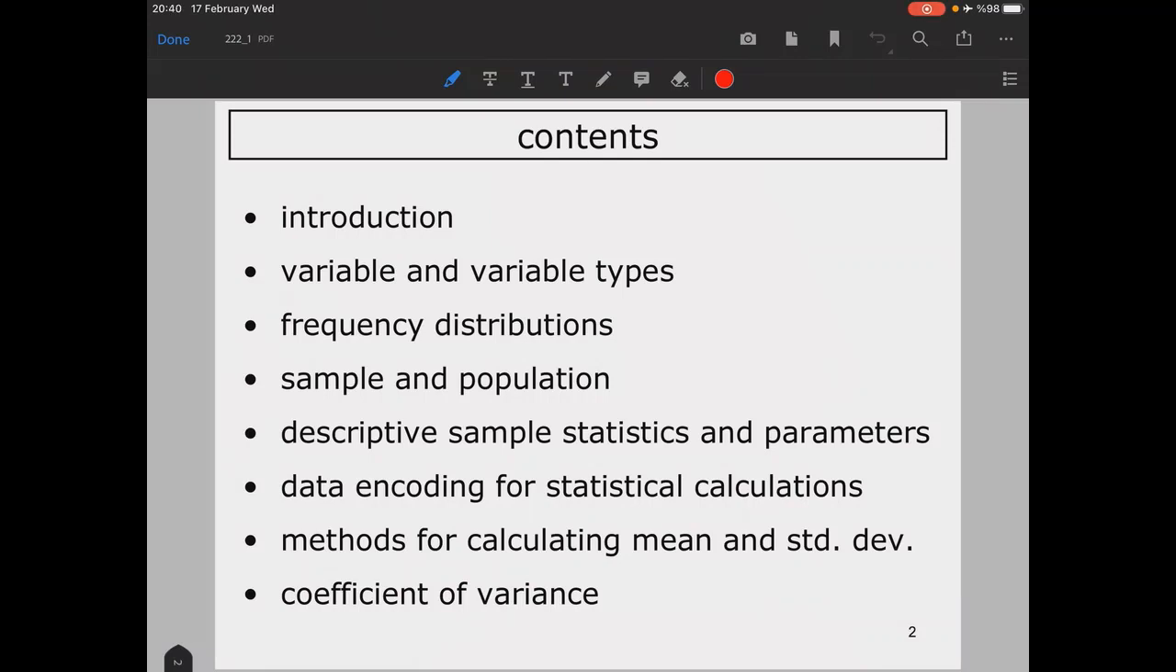Then we will take a look at what is sample and what is population, and continue with the descriptive sample statistics and parameters, which is very important. And in order to manipulate them, we do some data encoding for easing statistical calculations. And we will also cover some, again, very efficient methods for calculating the mean and standard deviation. And finally, we will talk about coefficient of variance. Again, a very important concept for scientific studies.